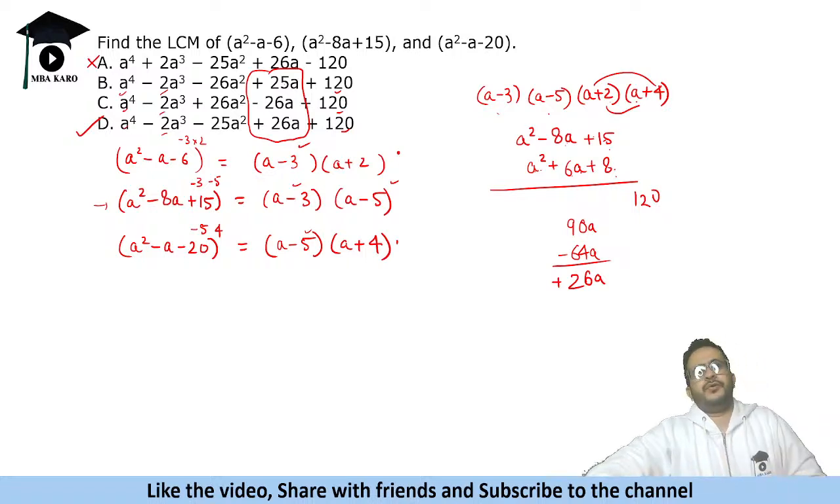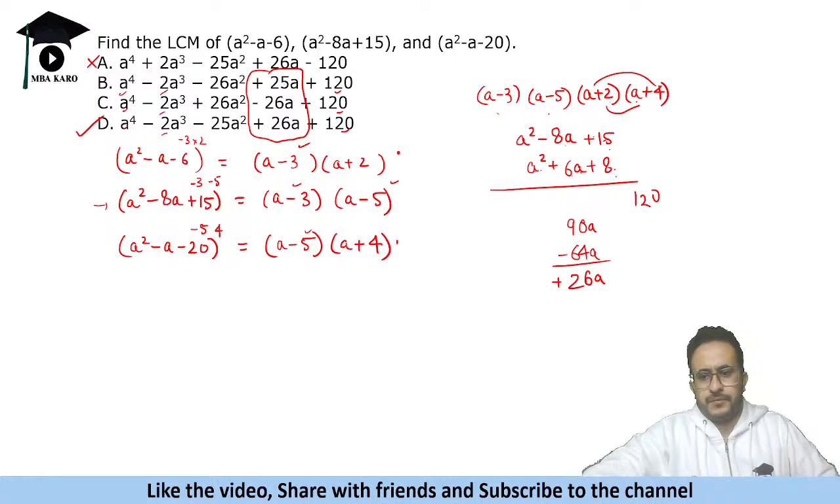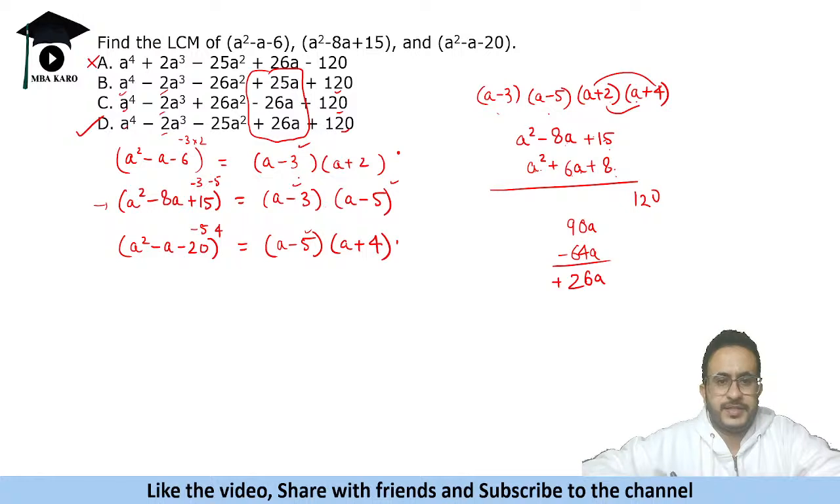Yes, you can. No, you cannot take values, because in that case, if you convert it to numbers, then a square minus a minus 6 can have different factors, and the number can make a big difference. Okay, so we will get this as the result.